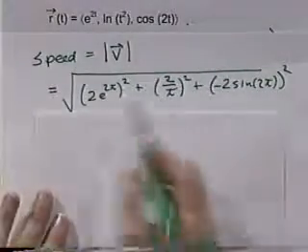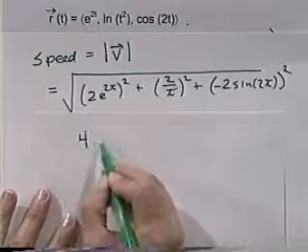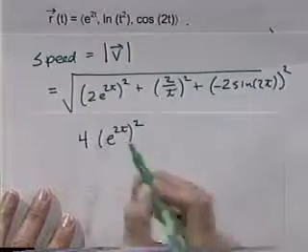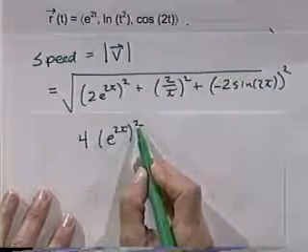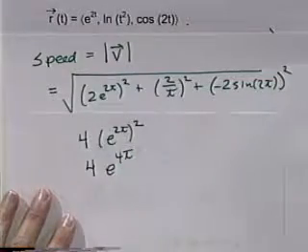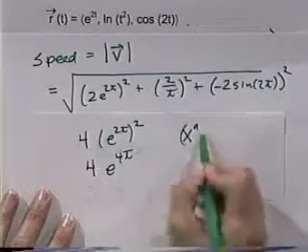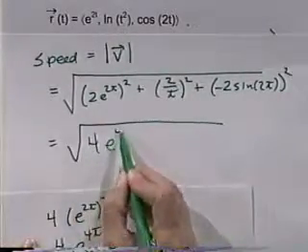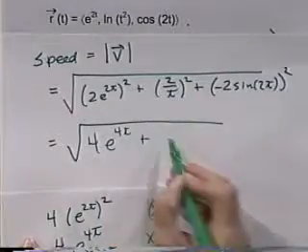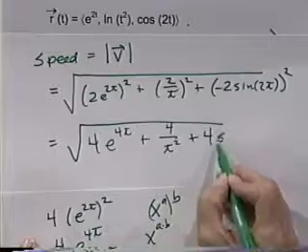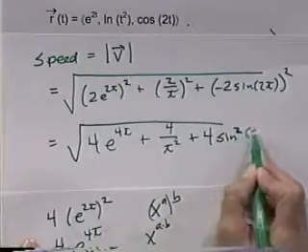Which gives me the square root of, now, some of us struggled with this the other day, so let's do this one right here. To square this, 2 squared is 4, but we've got to take e to the 2t and square it. And when you have a power to a power, what do you do with the powers? You multiply them. So it would be 4e to the 4t. I'm using the fact that x to the a to the b is x to the ab. So this one squared is 4e to the 4t, plus you square that, you're going to get 4 over t squared, plus you square this, you're going to get 4 sine squared 2t.